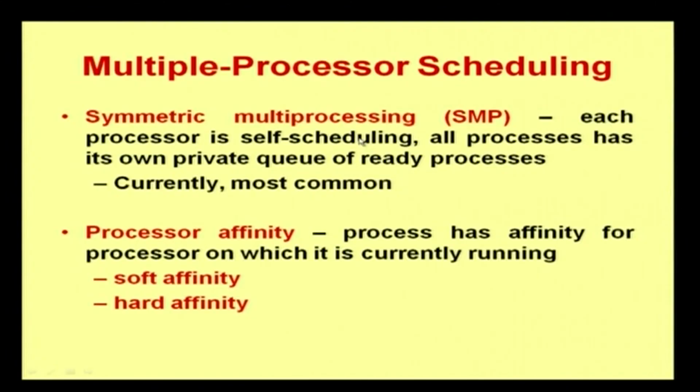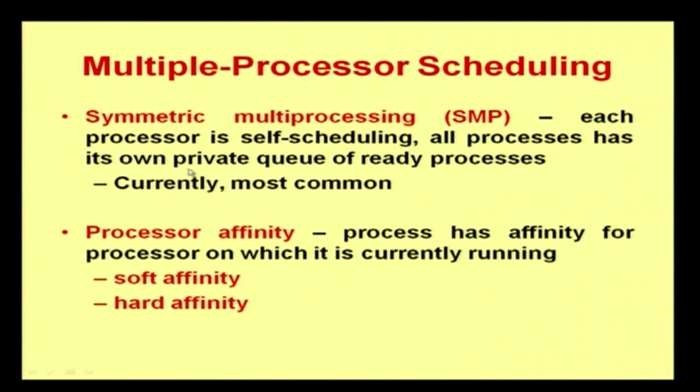This multi-core processor scheduling is of two types again. So this can be scheduled in two different ways. One is symmetric multiprocessing and the other is processor affinity. Symmetric multiprocessing is where each processor is self-scheduling.